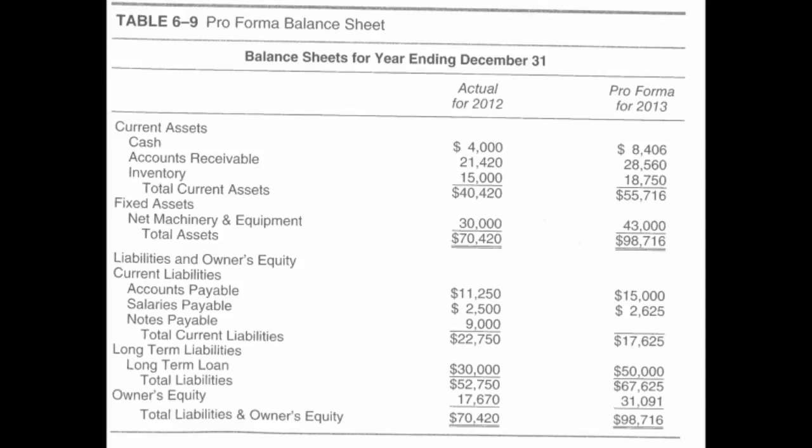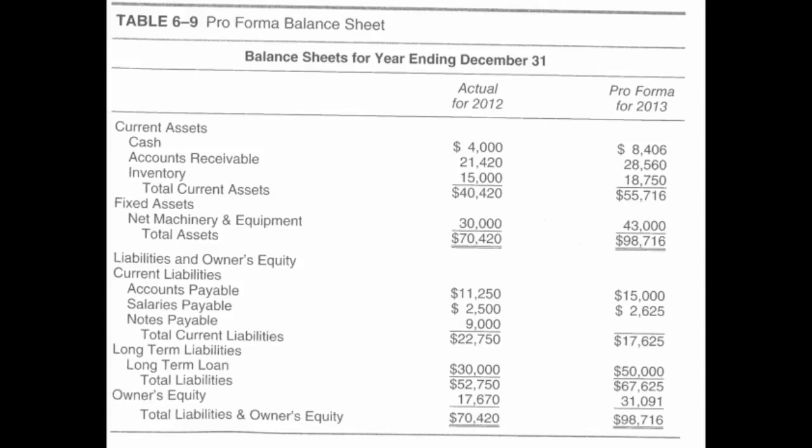Fixed assets reflect the decision by the business to purchase additional machinery and equipment in response to the projected growth in sales. Note they increased from $30,000 to $43,000. Current liabilities.